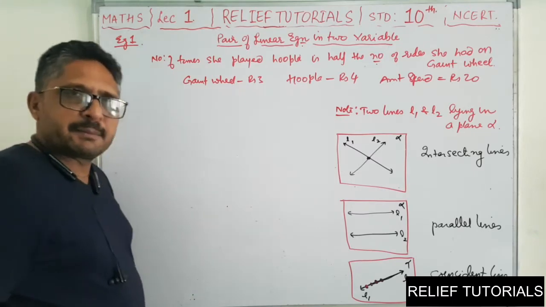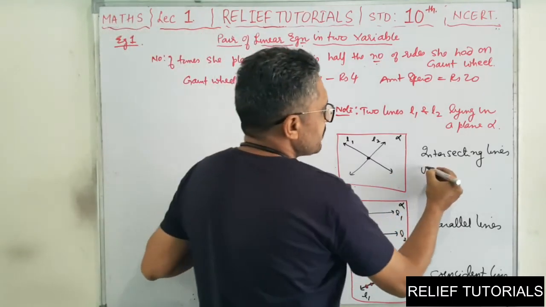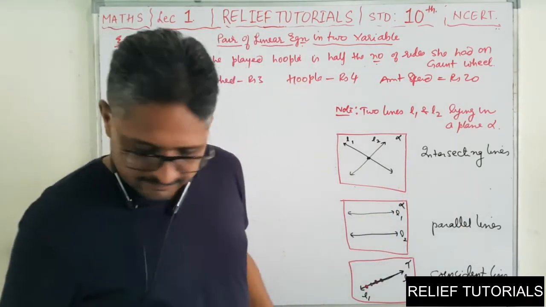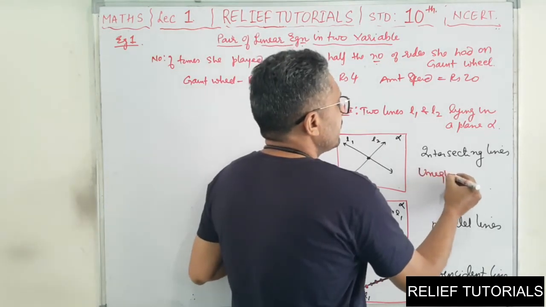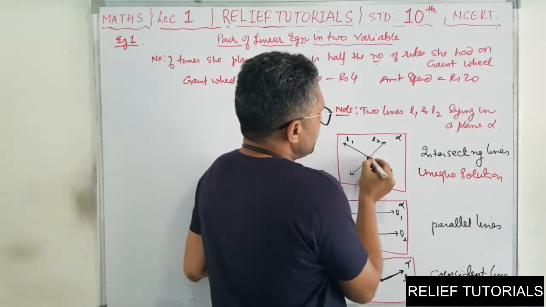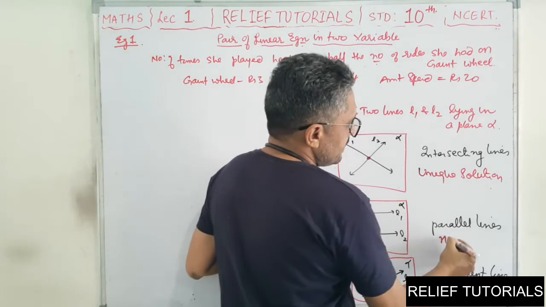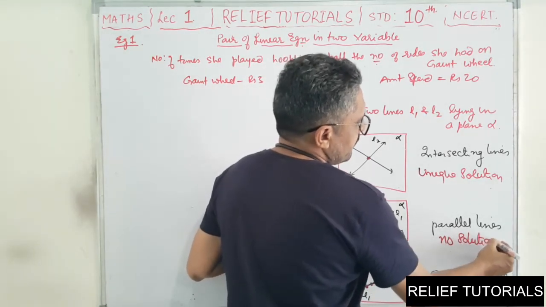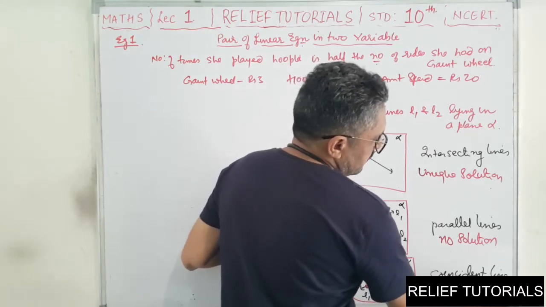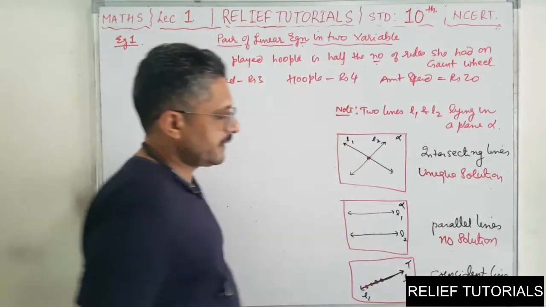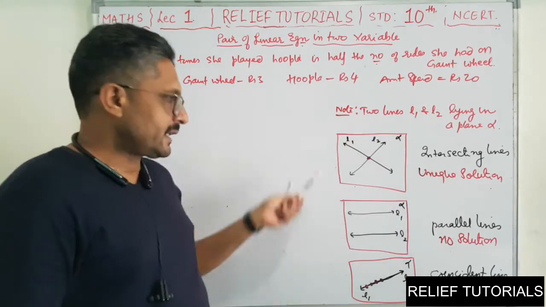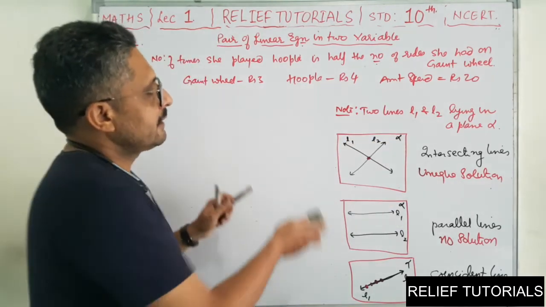Now we will do this problem and we will represent it graphically. So here you can say unique solution. Intersecting lines, so you get a unique solution. Unique means only one. This is our solution. Parallel lines means no solution. Here you will get infinite solutions. Clear? So two lines L1 and L2 lying in the same plane, there are three possibilities. Okay? Have you got it? Okay, now I am going to take this.